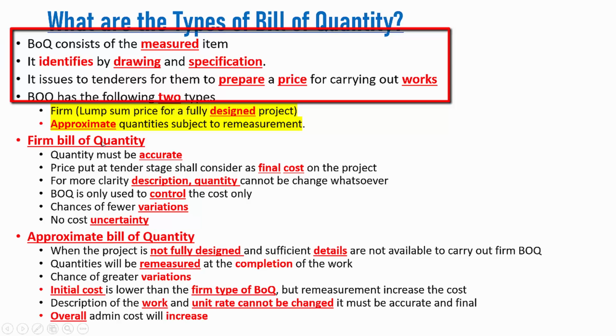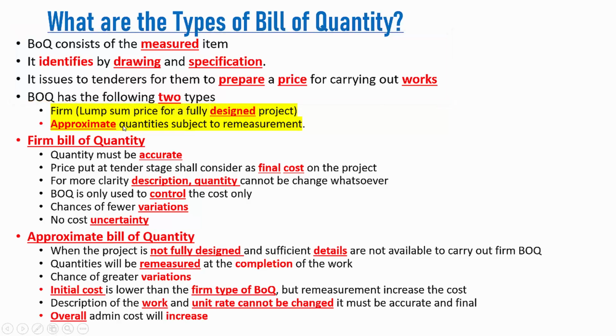The first is the firm bill of quantity. The firm bill of quantity is used where the design is fully progressed. There is no need for further design, and the contractor is fully aware of his scope, area, location, prices, quantities, everything. Once all these details are sufficiently available, then the contractor and client go for the lump sum project or the firm bill of quantity.